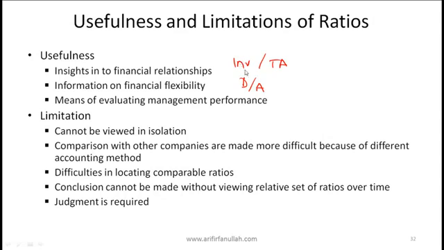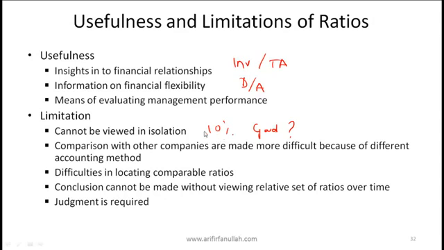Limitations. Ratios cannot be viewed in isolation. So you can't simply say that for a given company the inventory to total asset ratio is 10%. Is this good or not? In isolation you can't tell. What you need to do is compare with other companies in order to determine whether this is good or not. Ideally you compare with the best in class. That process is called benchmarking, where you compare your company with the best companies in the industry to determine whether your company is doing well or not.